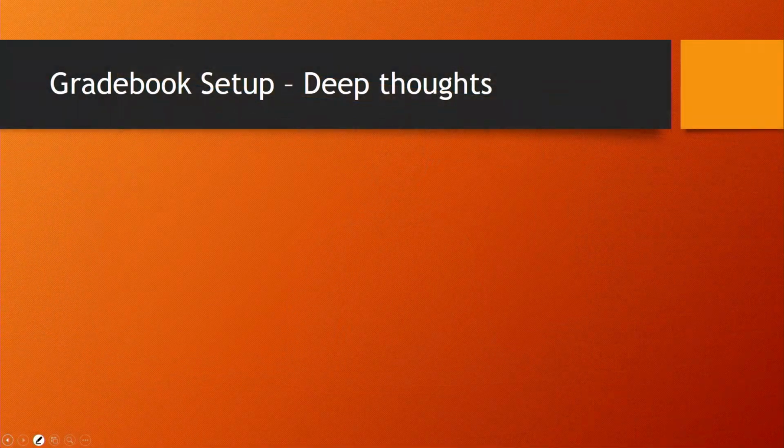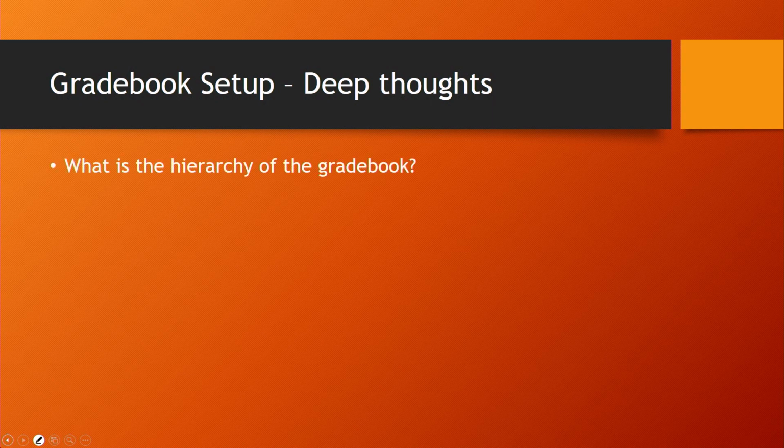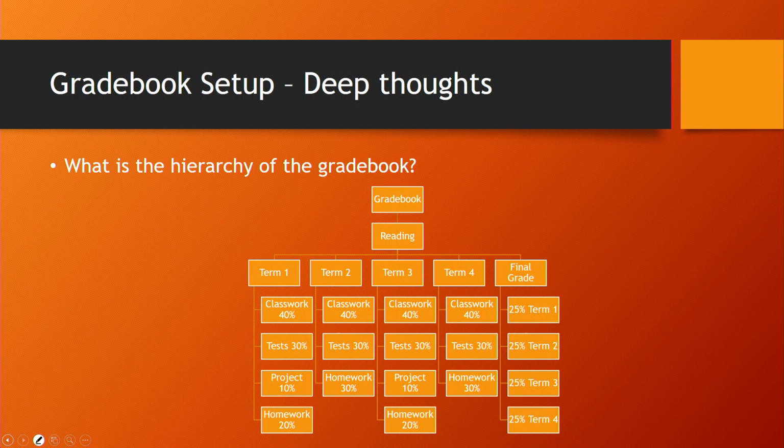So first thing that we need to do is talk a little bit about the gradebook setup itself. Now it's really very important that you understand what the hierarchy of the gradebook is, how everything interrelates, because that will help you in defining how you want to set up your gradebook. If we take a look at a real basic gradebook setup, I have my gradebook and only have one class defined. For that class, I have my 4 terms. That represents my 4 grading periods. I also have a final grade.